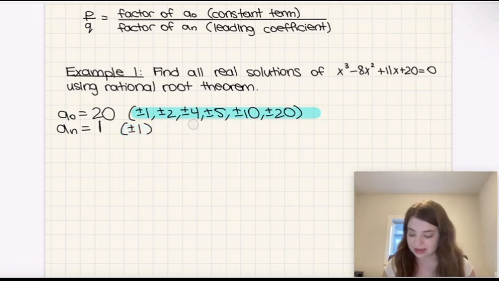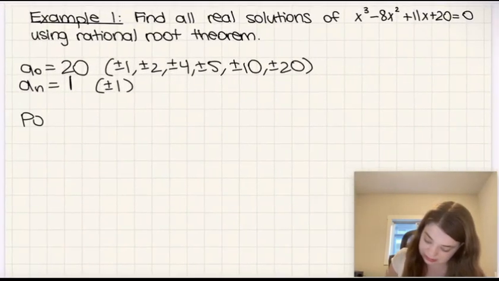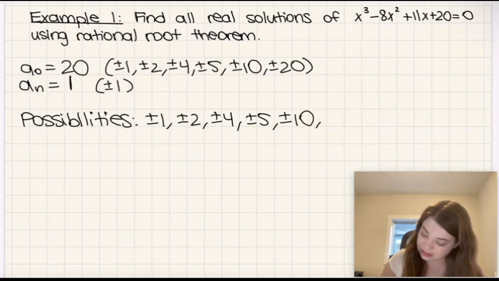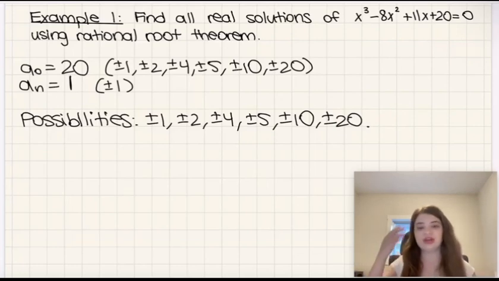And so essentially what's happening is we're just going to end up with all these same factors of 20 for our possibilities. So the possibilities we have are just these numbers, plus or minus 1, plus or minus 2, plus or minus 4, plus or minus 5, plus or minus 10, and plus or minus 20, right? Because essentially we're just taking all these, dividing them by 1, which gets us the same thing, or dividing by negative 1, which flips the sign, but doesn't actually give us any different values than we necessarily already had.